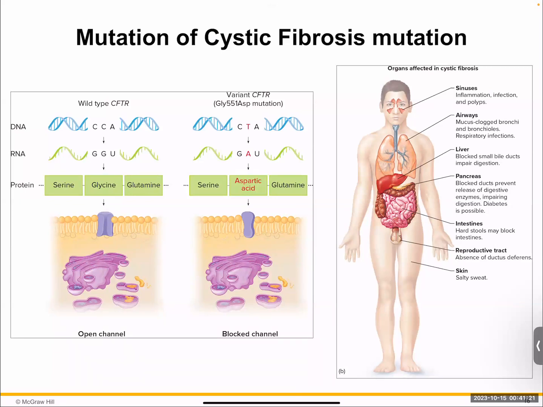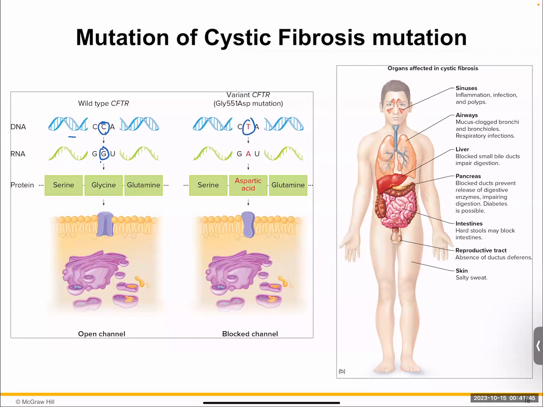This image depicts what that change looks like. So all you're doing is, at the DNA level, changing a C to a T. That change leads to a change in the RNA.